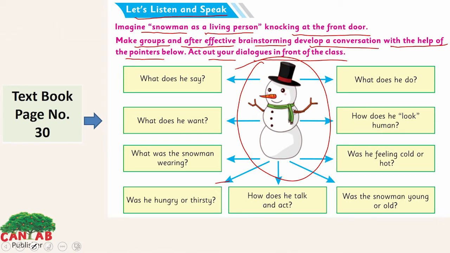You have to make a group, and after brainstorming, after thinking of the conversation you want to have with your partners, with your classmates, and act your dialogues in front of the class. What does he say? You have to cover all these questions. What does he want? What was the snowman wearing?